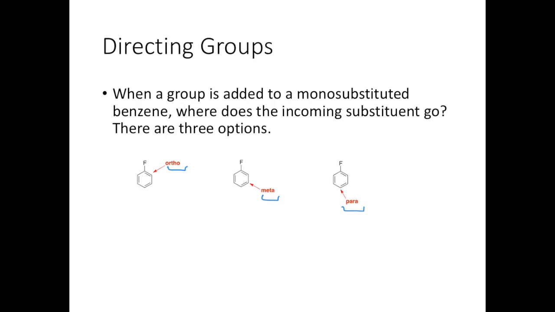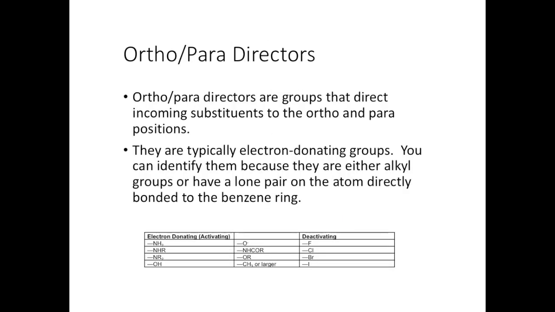So if we already have a group on the benzene ring and we want to do an electrophilic aromatic substitution, where do we put that incoming substituent? Do we put it in the ortho position, the meta position, or the para position? Well, it depends on the nature of the group already on the benzene ring.